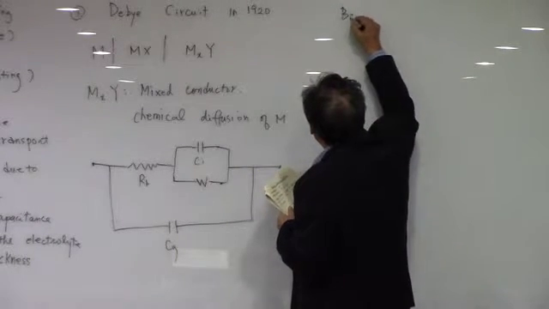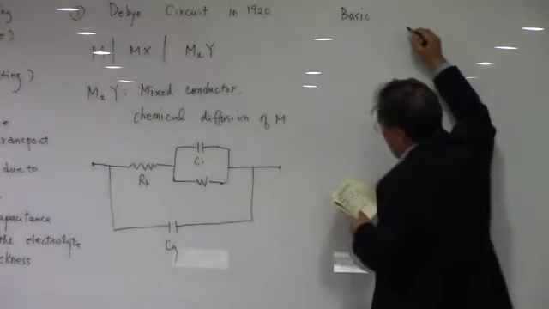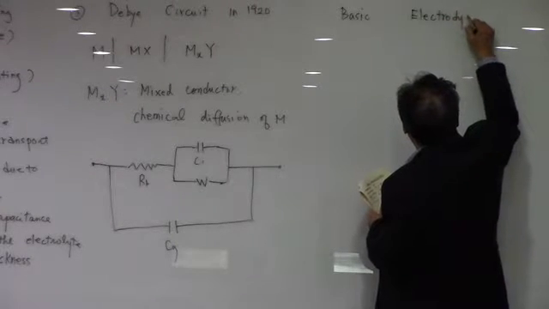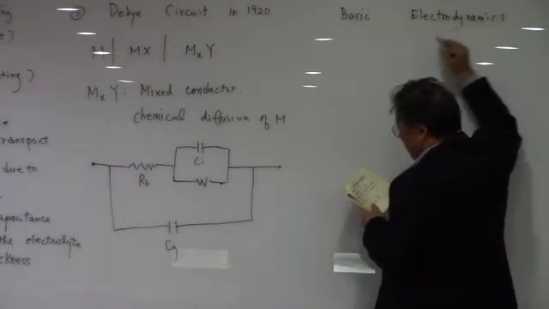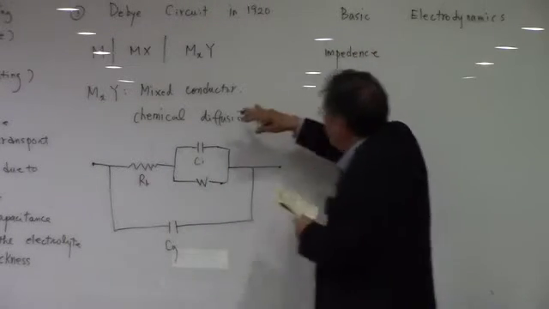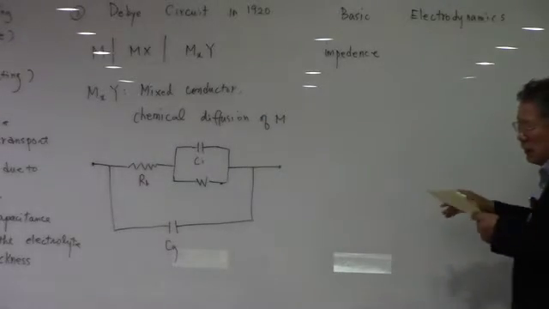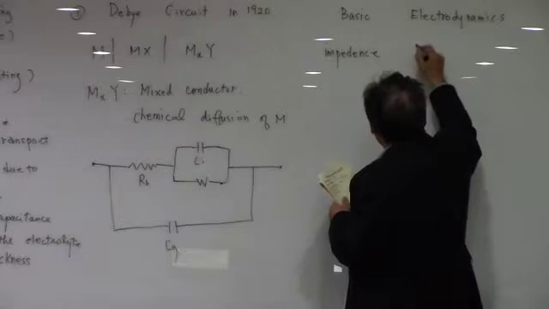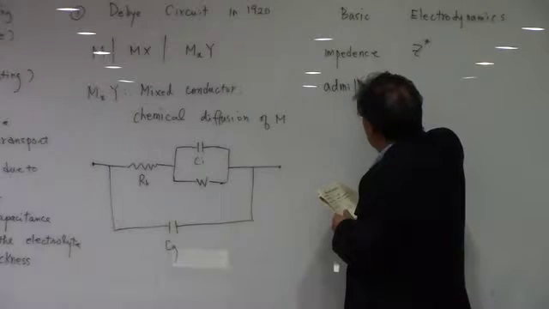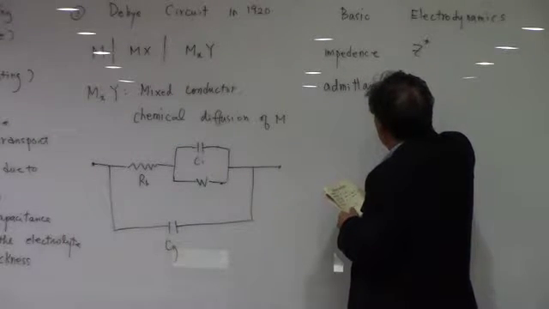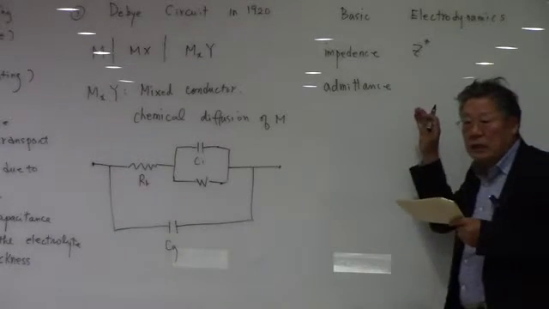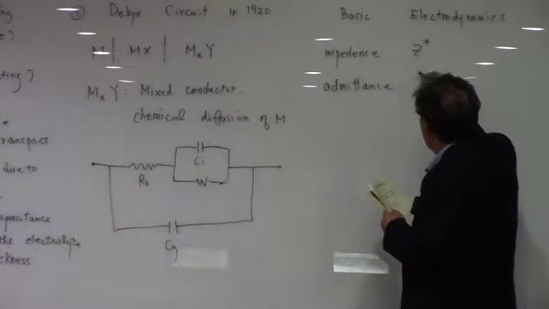Now, for that, let me introduce the basic electrodynamics. Now, impedance. Since the capacitor is included in the whole circuit, we have to play with this impedance and admittance. Admittance. In DC, it is related to the resistance and conductance. Okay?